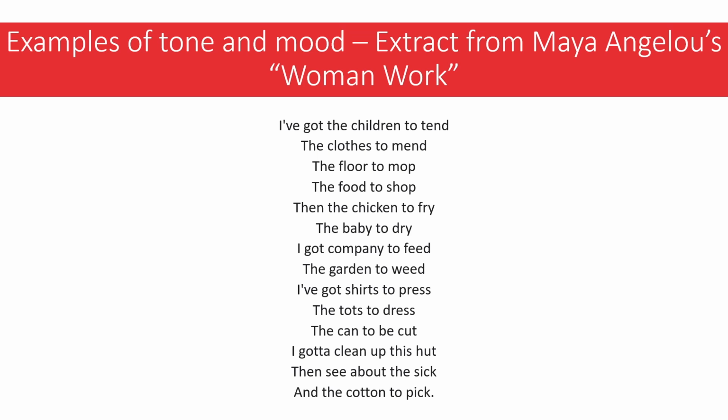Let's have a look at an example of how tone and mood is shown from an extract from Maya Angelou's poem, Woman Work. I got the children to tend, the clothes to mend, the floor to mop, the food to shop, then the chicken to fry, the baby to dry. I got company to feed, the garden to weed. I got shirts to press, the tots to dress, the can to be cut. I gotta clean up this hut, then see about the sick, and then the cotton to pick.